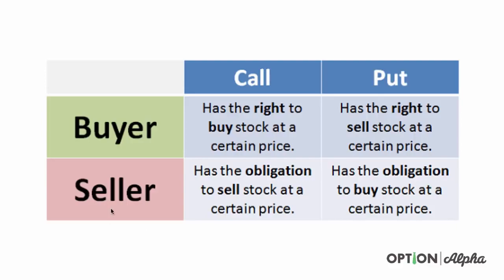Now, on the other side of the table here, we have the option sellers. The option sellers now have the obligation, because they gave up their right to the option buyer. Now they have the obligation to sell stock at a certain price in the future. But here's the key: only if it's expiration or they are assigned. Okay, so this is the key.